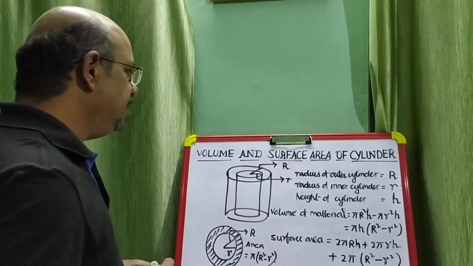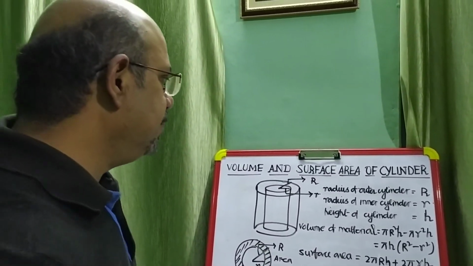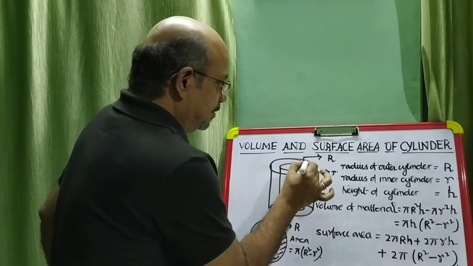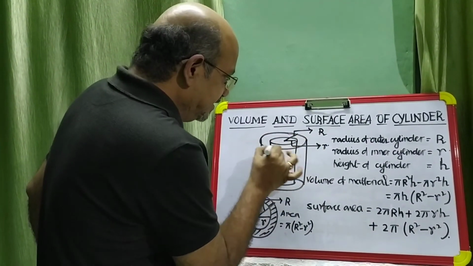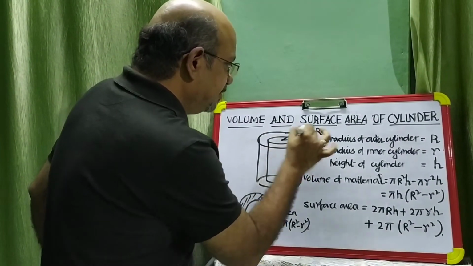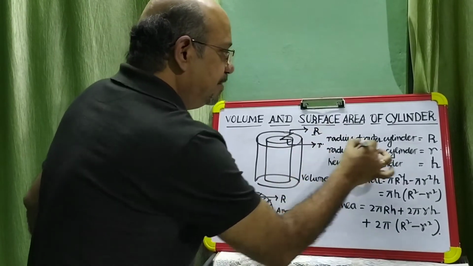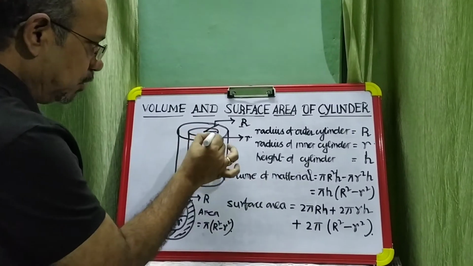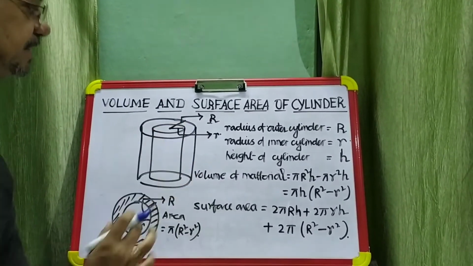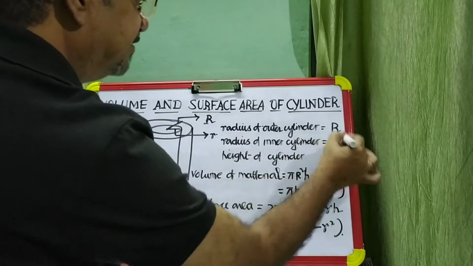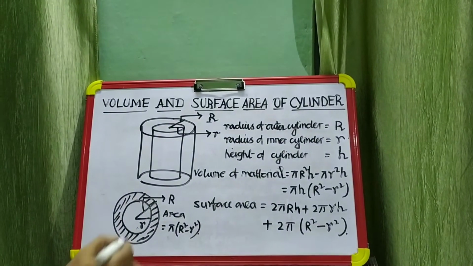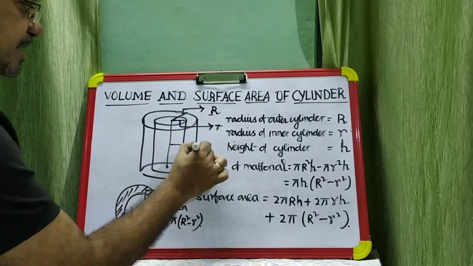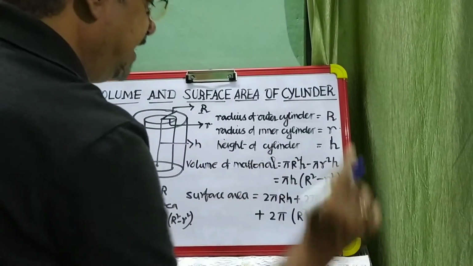Again, let me remind you, no 3D figure can be properly drawn on a two-dimensional surface. So if I draw it like this, here is the outer cylinder whose radius is capital R, and here is that hollow inner part of it, and the radius of the inner cylinder is small r, and the height of the cylinder is h.